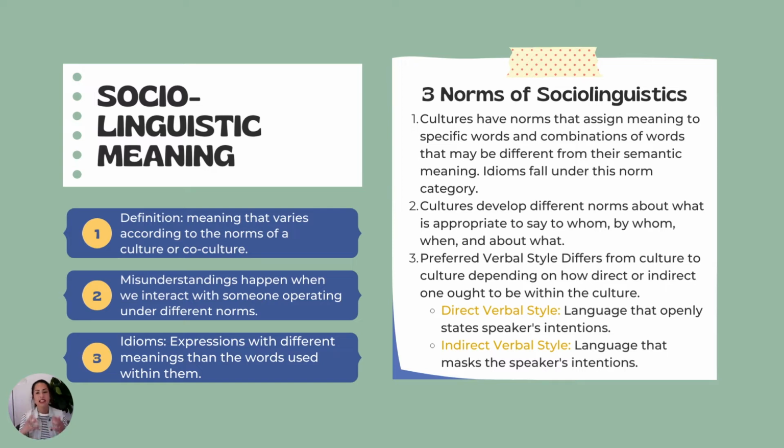Okay. So then here are the 3 norms. These are the things that we kind of go by as a culture and why we understand words and phrases the way we do. First, cultures have norms that assign meaning to specific words and combinations of words that may be different from their semantic meaning. So this is where idioms fall, right?